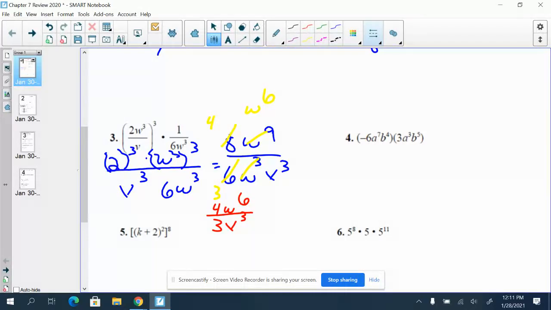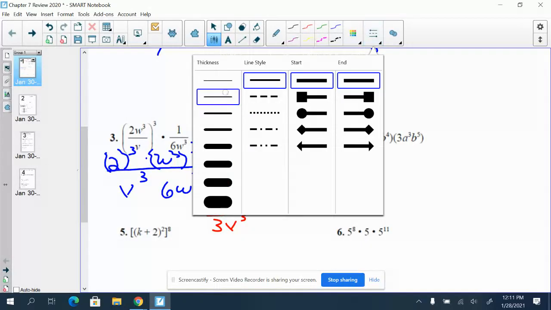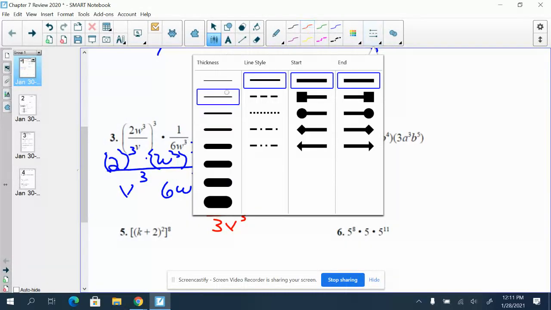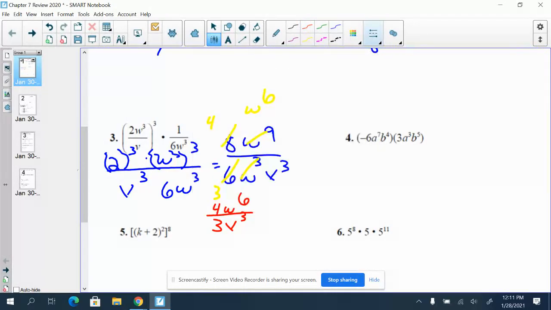Okay? With the next problem, basically all you're doing is you're going to multiply your big numbers and add your exponents, or little numbers. You're going to take negative 6 times 3, which gives you negative 18. You have a to the 7th and a to the 3rd, so you add those two up. 7 plus 3 is 10. Then you take your 4 and your 5 and you add them up. You get 9. Okay? Good with that? Okay.